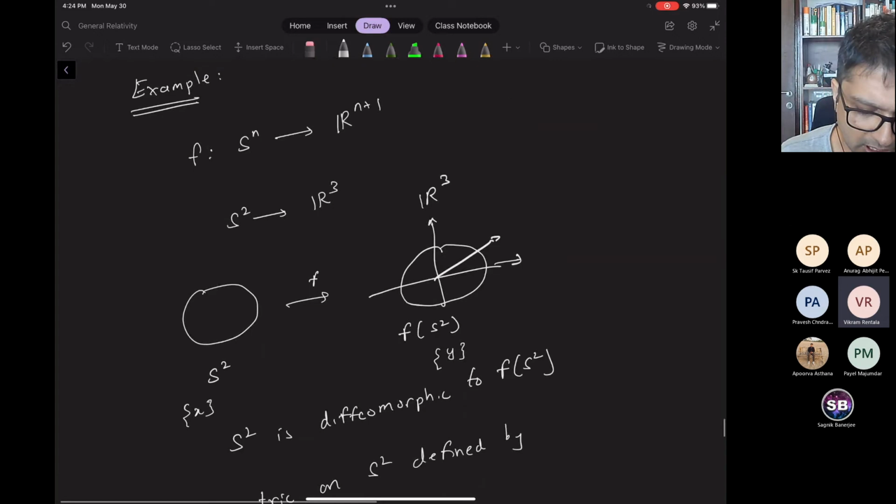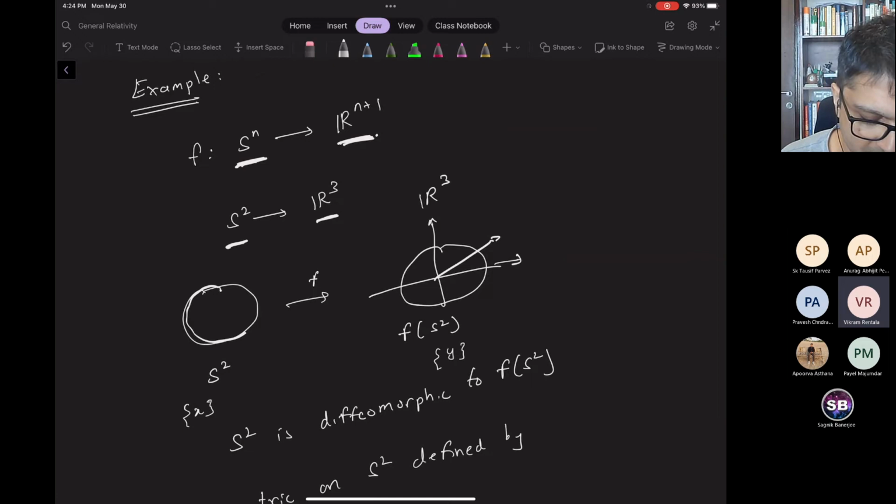Okay, so now I'll give you an example which we've been using many times. You can map spheres Sn into Rn plus 1, and in particular the one that we've dealt with the most is taking a 2-sphere and embedding it in R3. So now you get a formal definition of what it means to embed something.